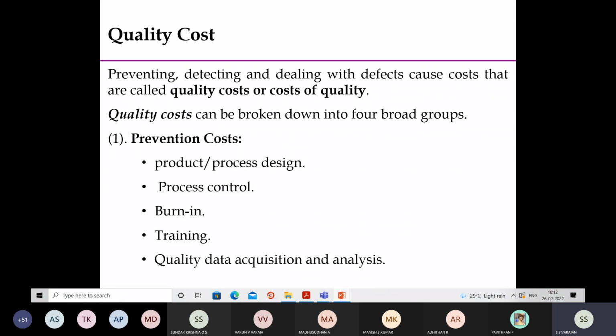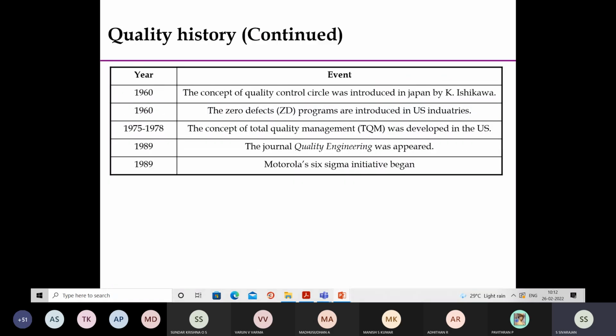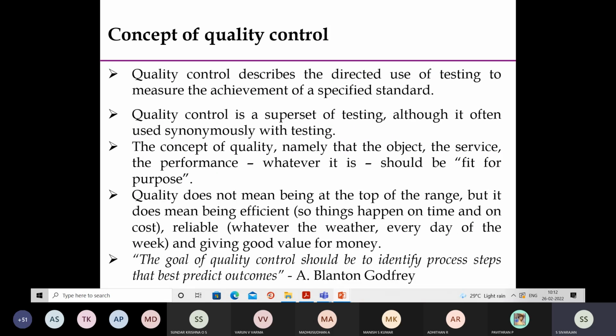Concept of quality, all these things we have seen. So quality cost we will see at some other time. Quality control, that's what we are going to see. Statistical quality control. And then there is something called control chart, which we are going to discuss on Monday.